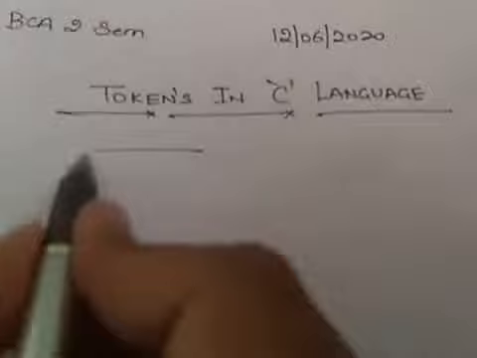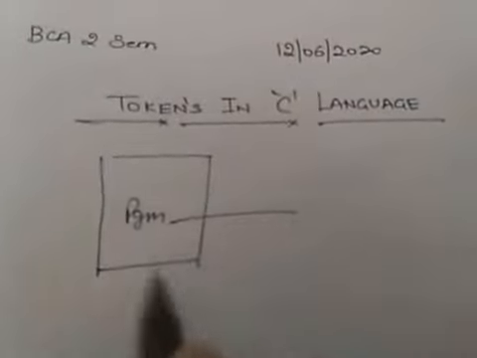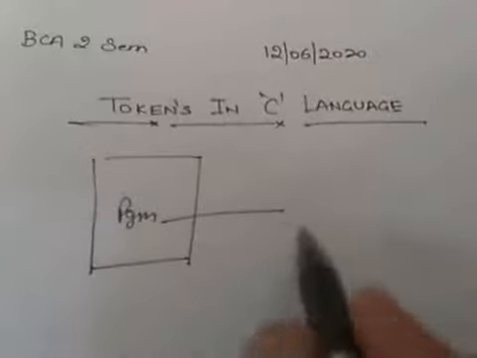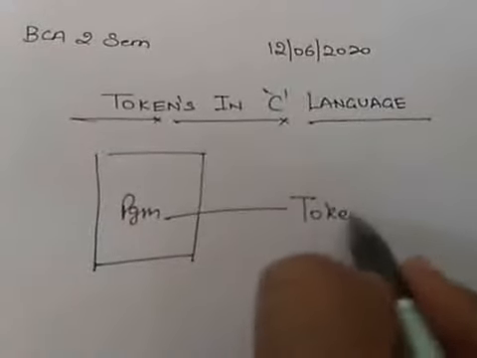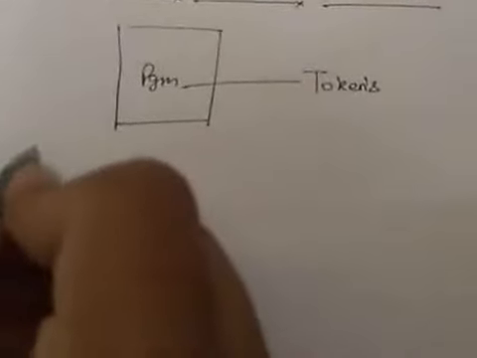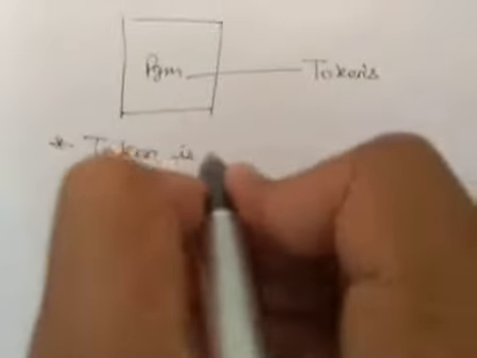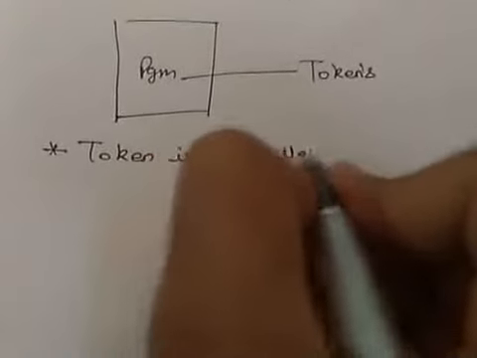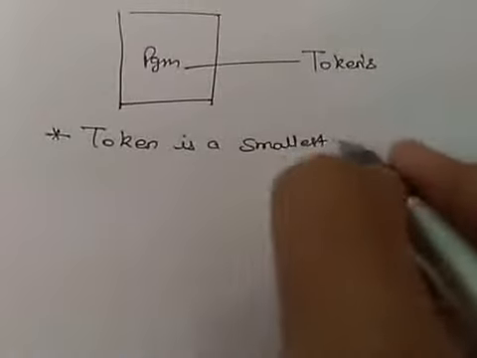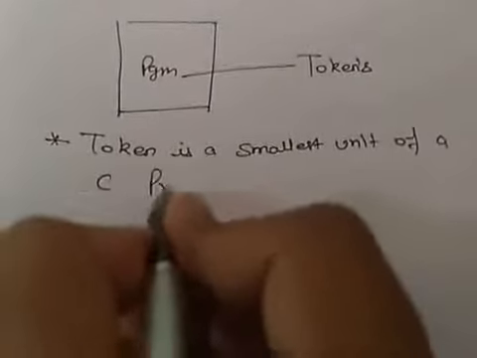Today we will study about tokens in C language. Now, suppose in a C language we have a program, and this program is divided into tokens. Now, we can say that a token is the smallest unit of a C program.